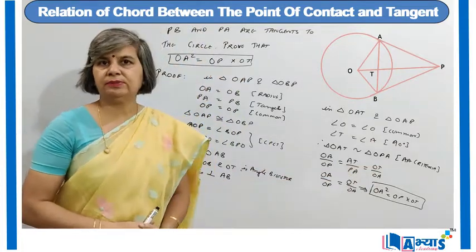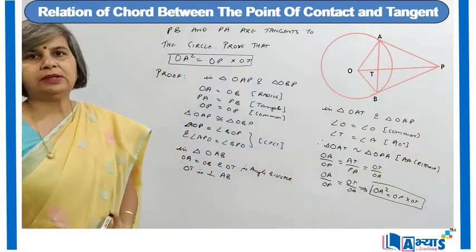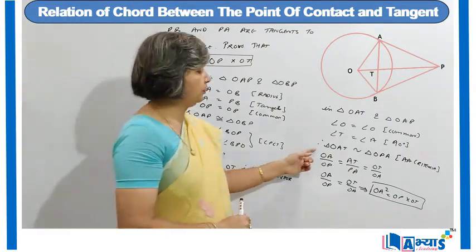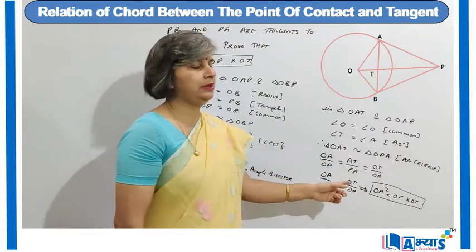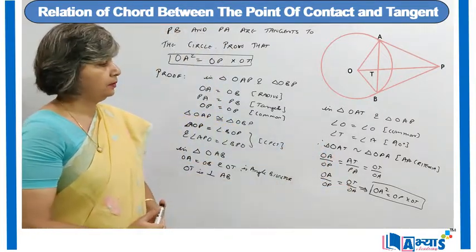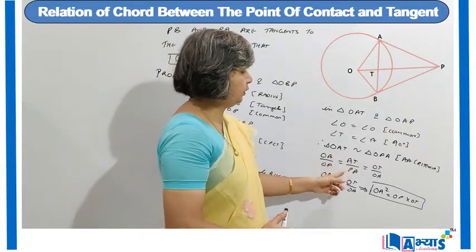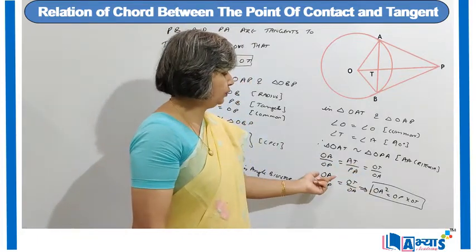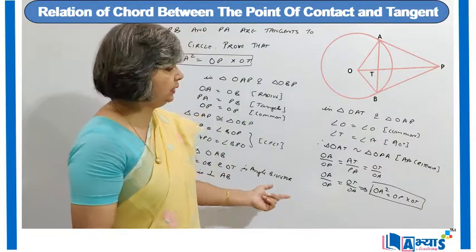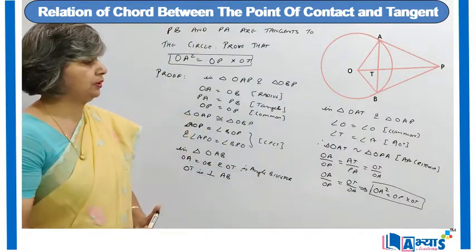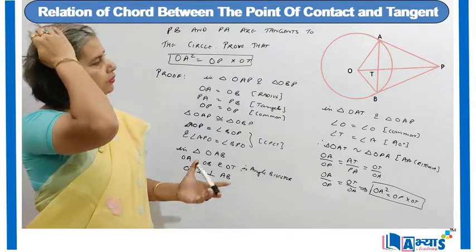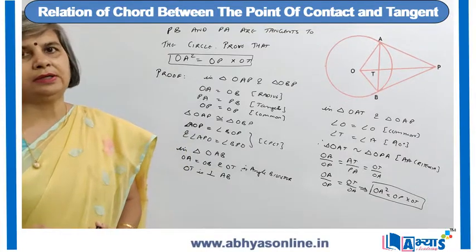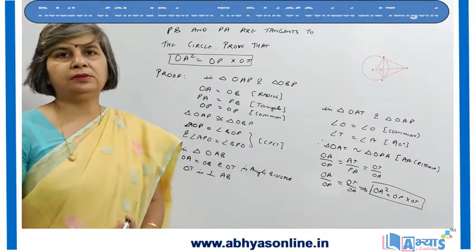As the two triangles are similar, we know that in the case of similar triangles, the ratios of the corresponding sides are equal. So we can say that OA upon OP is equal to AT upon PA is equal to OT upon OA. Using the first and the third relation, we get OA upon OP is equal to OT upon OA, and then on cross multiplying we will get OA square is equal to OP into OT. So this is how we can apply the concept that the tangent makes an angle of 90 degree with the radius, and the triangles are similar.